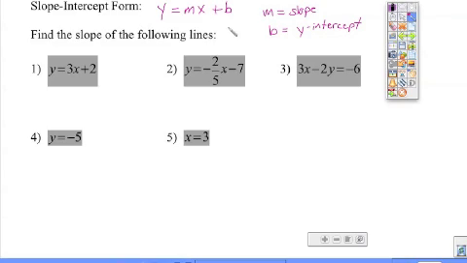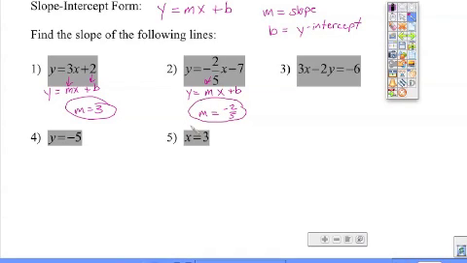If we use slope-intercept form, when I look at number 1 where it says find the slope of the following lines, if I were to write y equals mx plus b underneath, 3 matches up to the m, 2 matches up to the b. So my slope is 3. On number 2, again, y equals mx plus b, negative 2/5 lines up with the m. My slope is negative 2/5.